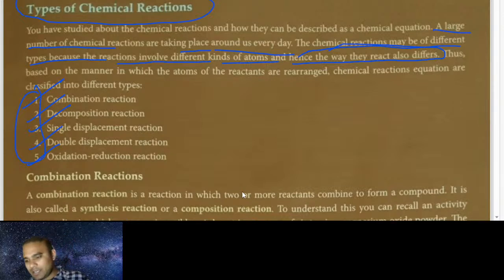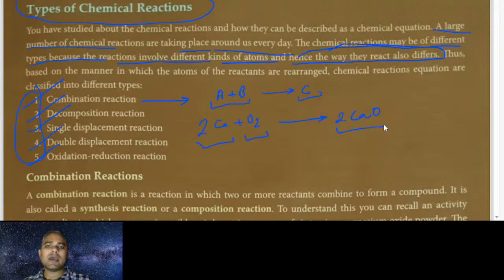First of all we are going to understand the combination reaction. Combination means getting combined. Suppose A plus B gives C. So two atoms or two molecules are combining and giving one. That is called a combination reaction. Suppose we have 2Ca plus O2, it will give 2CaO. Here a calcium element and an oxygen molecule are combining to give one compound.